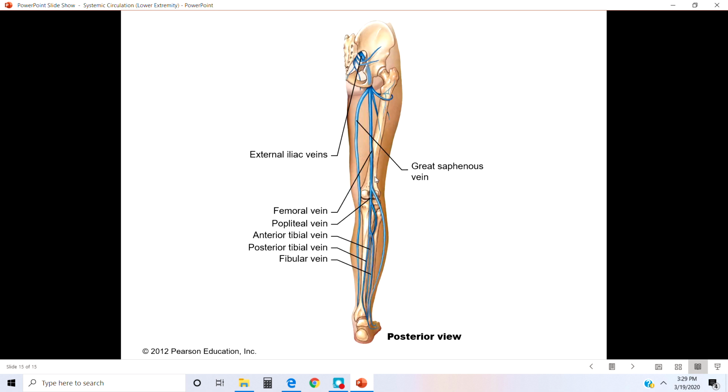Right, here's a posterior view. So great saphenous vein going all the way up to the femoral vein. And then here's the lesser saphenous vein right here. Okay, so that's our blood vessels of the lower limb.